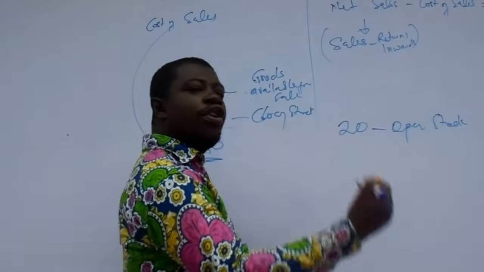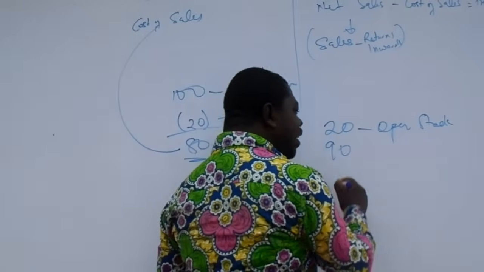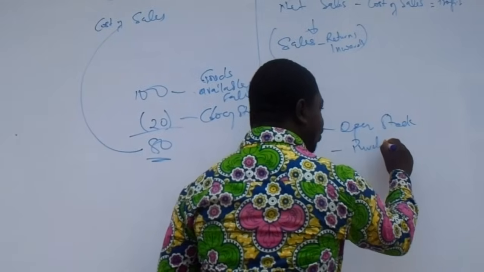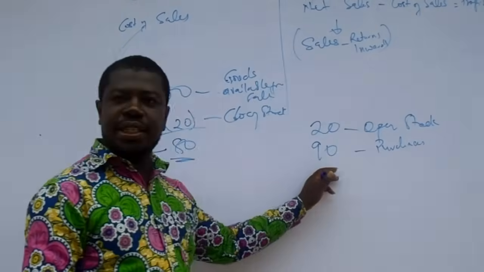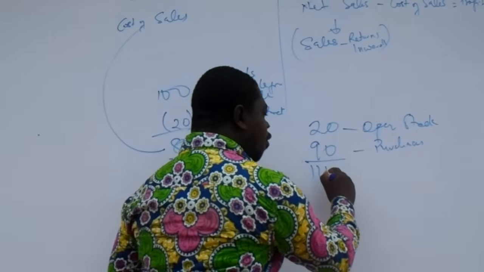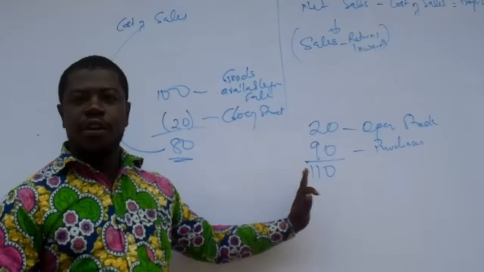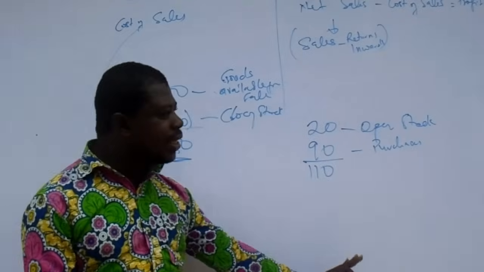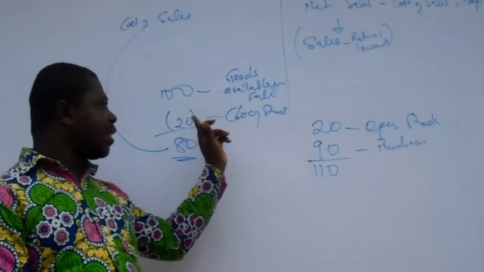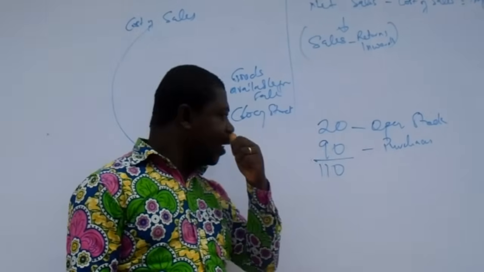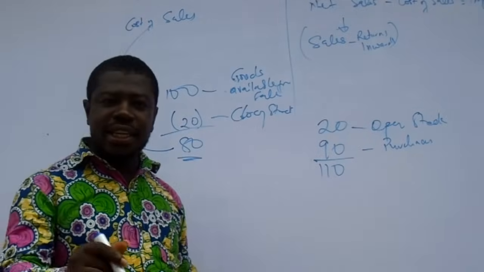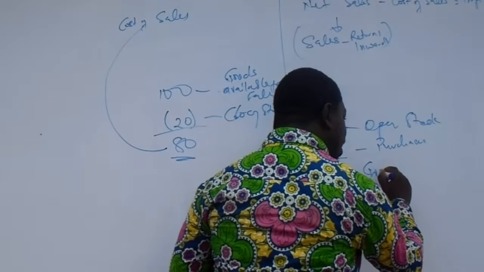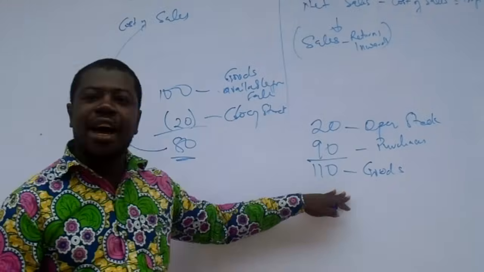And so if I go and buy, let's say, 90 more, this will be called my purchases. Now these purchases will mean that I have a total of 110 to sell for this year. This is last year's analysis. This year I started with the 20 from last year, and then I have bought 90 more and I have 110. Ladies and gentlemen, this 110 is my cost of goods available for sale. This is what I have to sell.